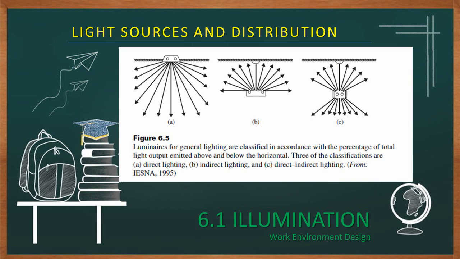Luminaires or light fixtures for general lighting are classified in accordance with the percentage of total light output emitted above and below the horizontal. These are classified into three, which are, first, direct lighting, second, indirect lighting, and third, direct-indirect lighting.